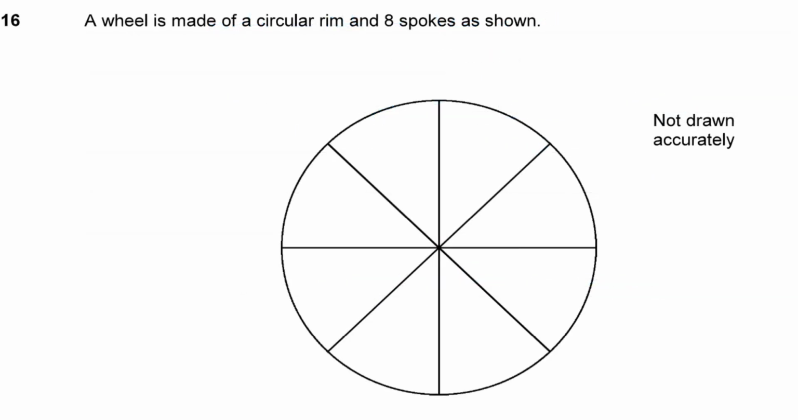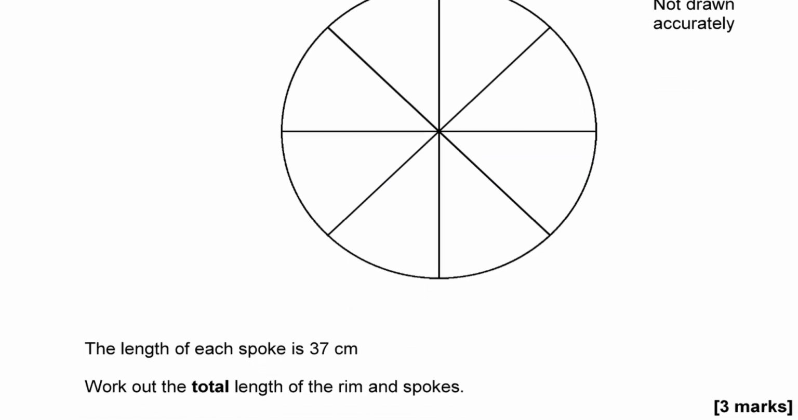Question 16. A wheel is made of a circular rim and 8 spokes as shown. Now we're told that the length of each spoke is 37 centimeters. Work out the total length of the rim and the spokes. Okay, so we know that this is 37 centimeters. That's like the radius of this circle, isn't it?